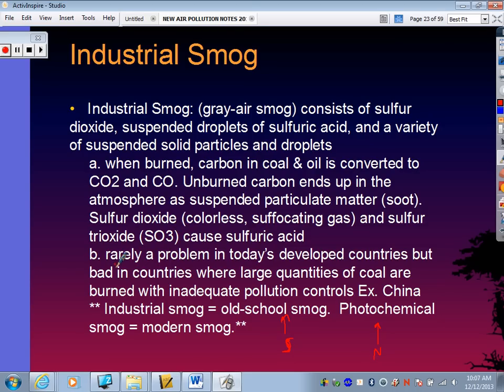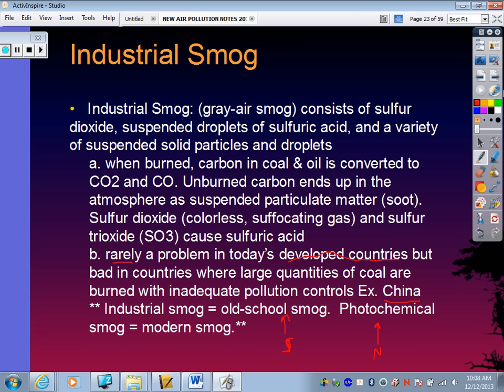Very importantly, it says this is rarely a problem in today's developed countries because we're not really using coal. We know coal is old school, coal is dirty, it's outdated, it gives off all that soot. It's bad. If you want to see what a coal-based atmosphere looks like, look at China, look at Beijing. We will look at that. It's very smoggy, very dirty. So it says it is a bad problem in countries where large quantities of coal are burned. They don't have very good pollution controls in these developing countries. A good example of that is China. So again, I'll show you pictures and we'll watch the video of that.